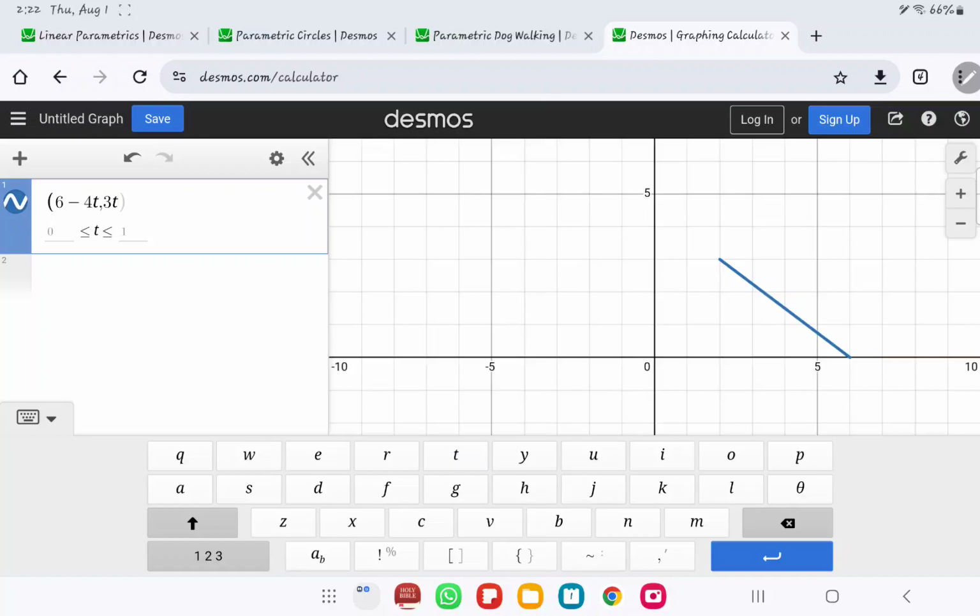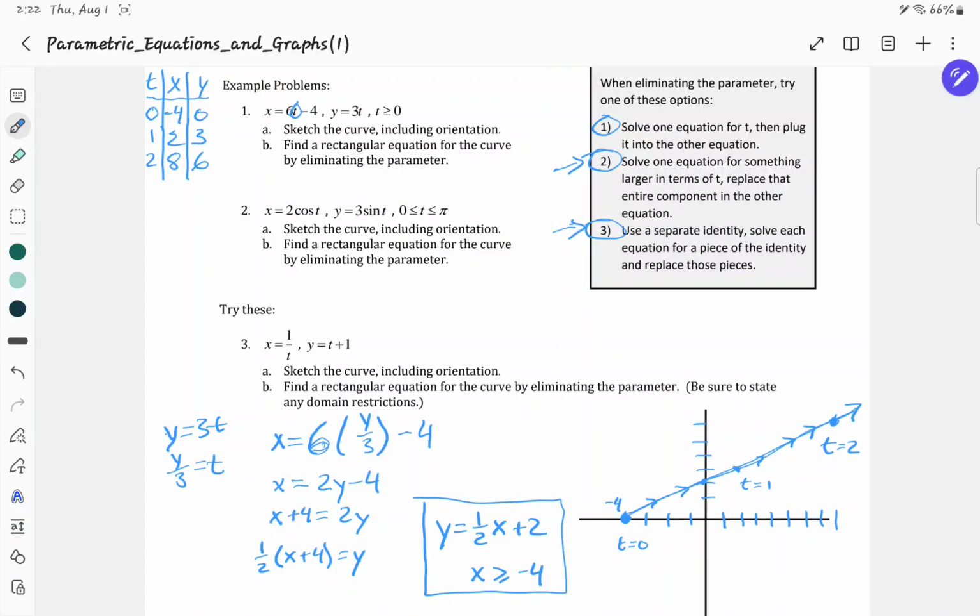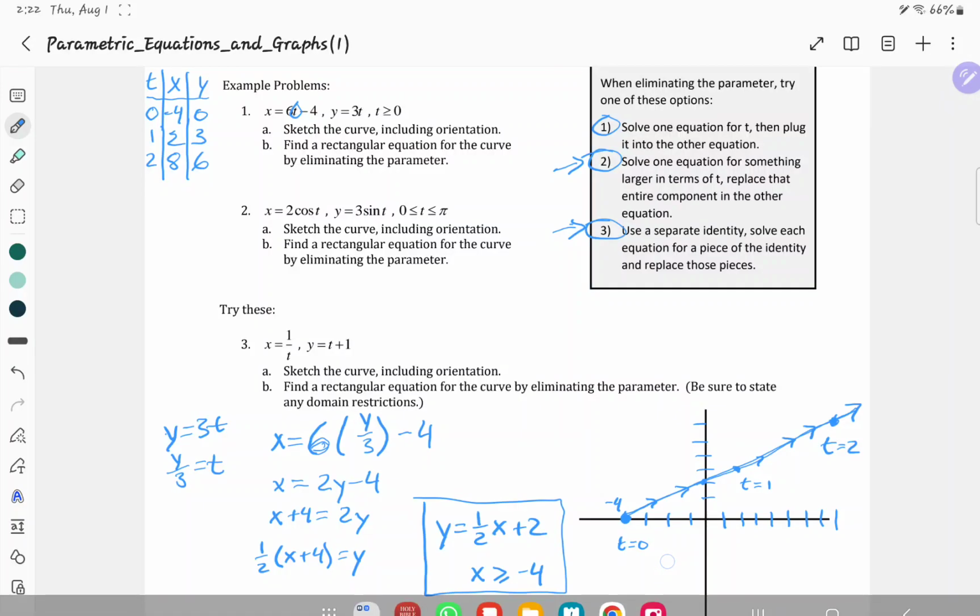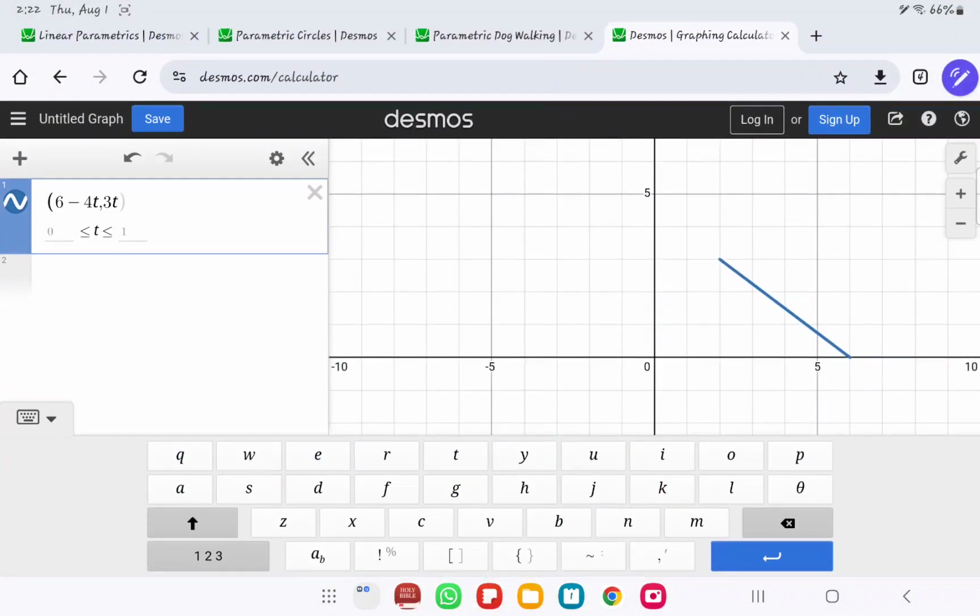And that doesn't quite look like what we had, so let me double check that I got the right equation here. Let's see. Go back. 6t minus 4, not 6 minus 4t. So let me go and correct that. So we got 6t minus 4. There we go. That looks a little bit better.